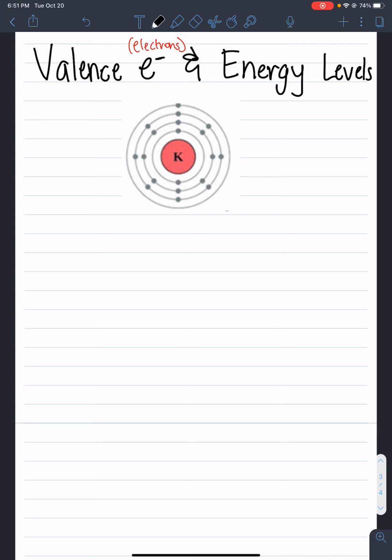So we're going to start talking about valence electrons and energy levels, and we're going to start talking about how to draw these things right here, the Bohr models. We talked about Bohr models before, so we're going to learn how to draw those today.